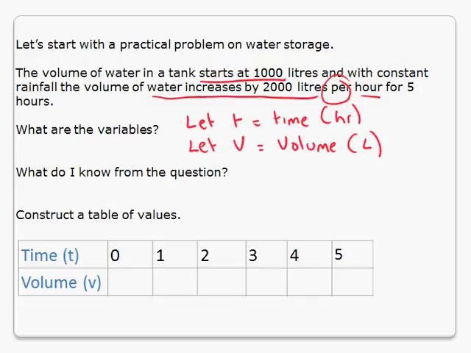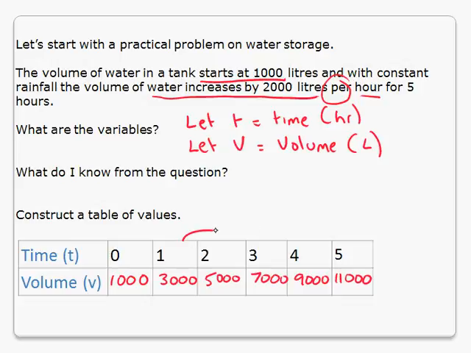So let's fill in my table. At 0 time, I have 1,000 litres of water. After 1 hour, 2,000 litres flows into the tank, so I now have 3,000. The next hour, another 2,000 flows in, so I'm up to 5,000, 7,000, 9,000, and then finally 11,000 after the 5th hour. So from that, I can now start to define my rule.